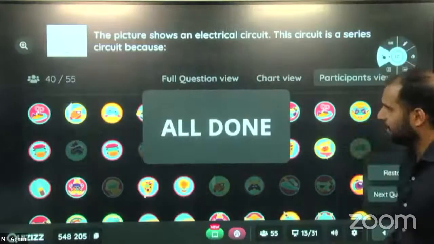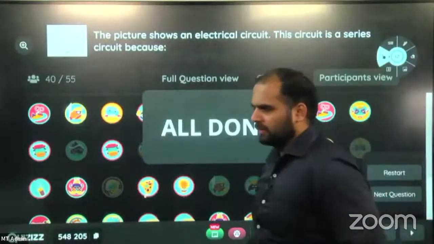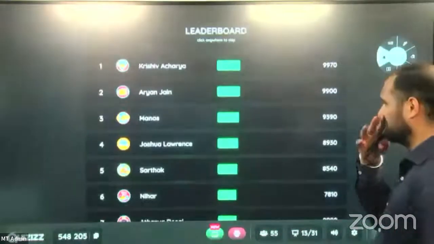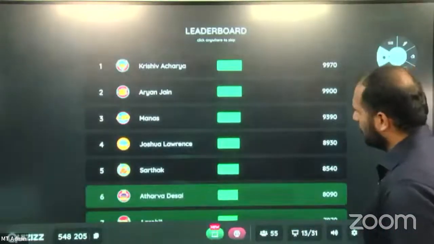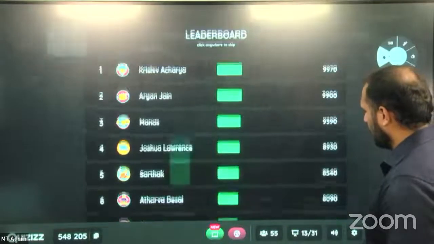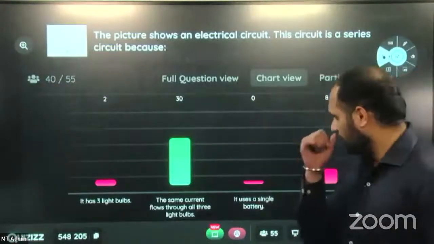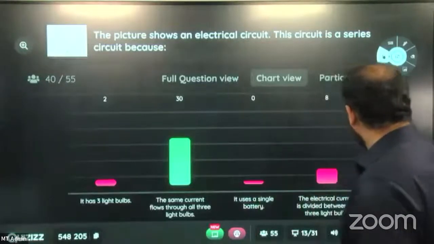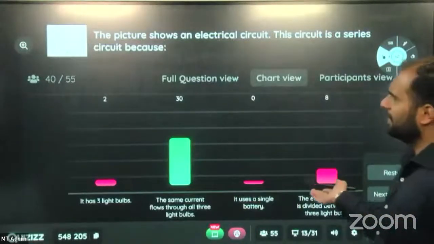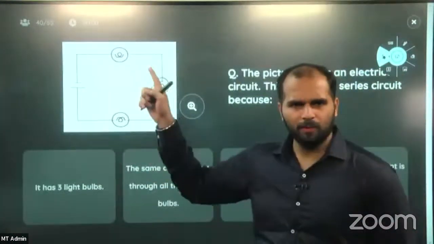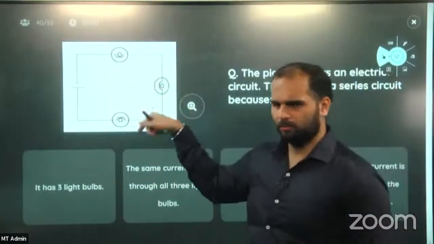Okay, yes. Obviously, it is a series circuit because the same current flows through all the three bulbs, right? Good, Atharva and Aarohi, I guess they are taking the advantage, right? Yes, the same current flows through all the three light bulbs. The option says the electrical current is divided between three bulbs. How can the current divide? Because there is no path. There is no path for the division. Obviously, the same current has to flow through each and every bulb.